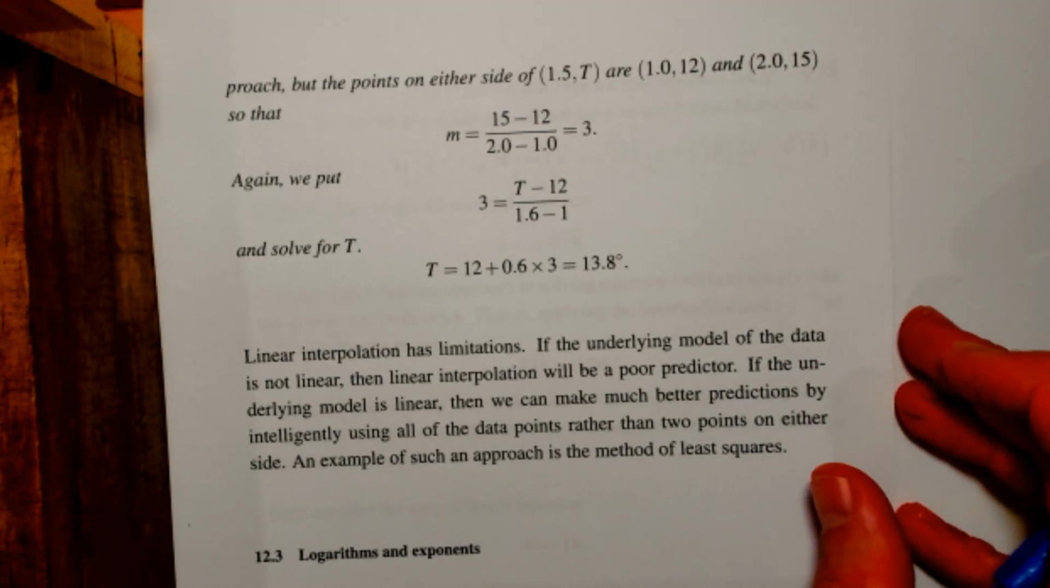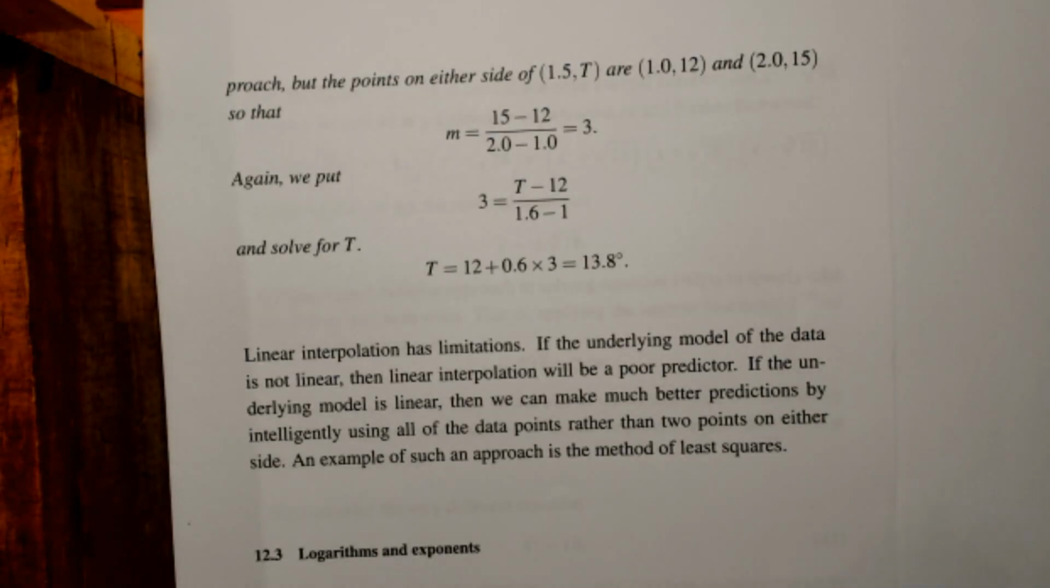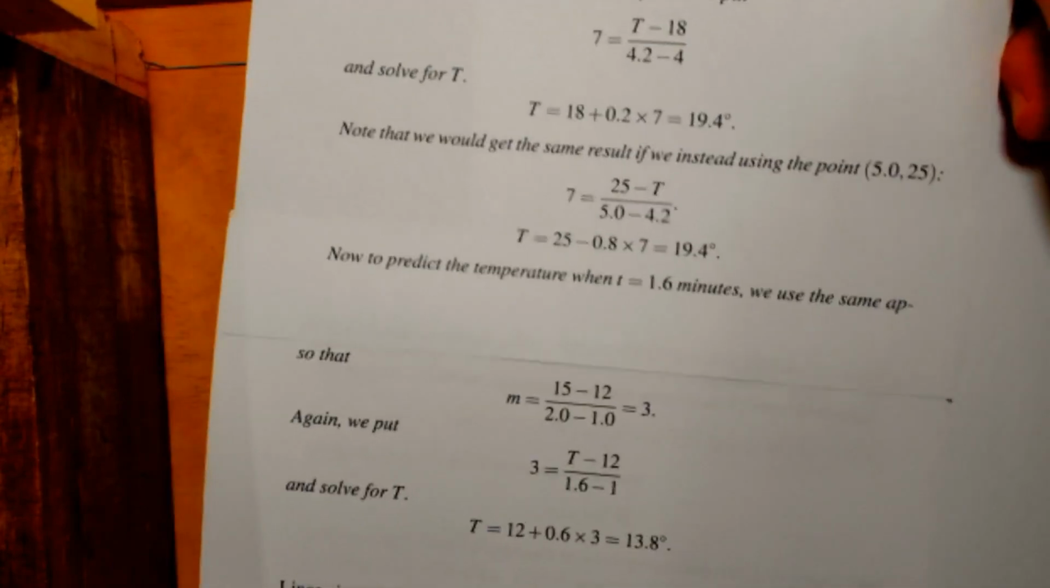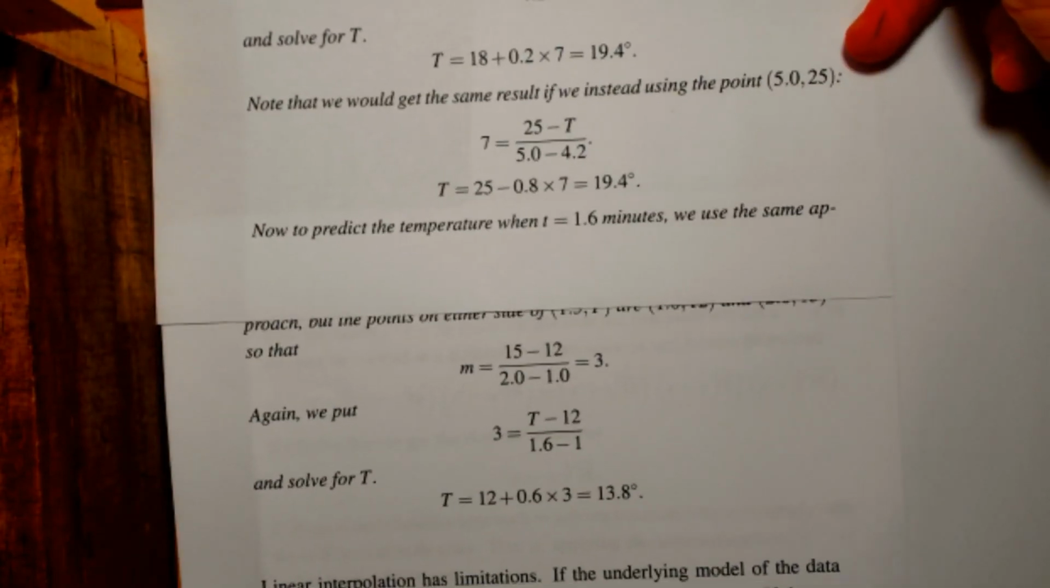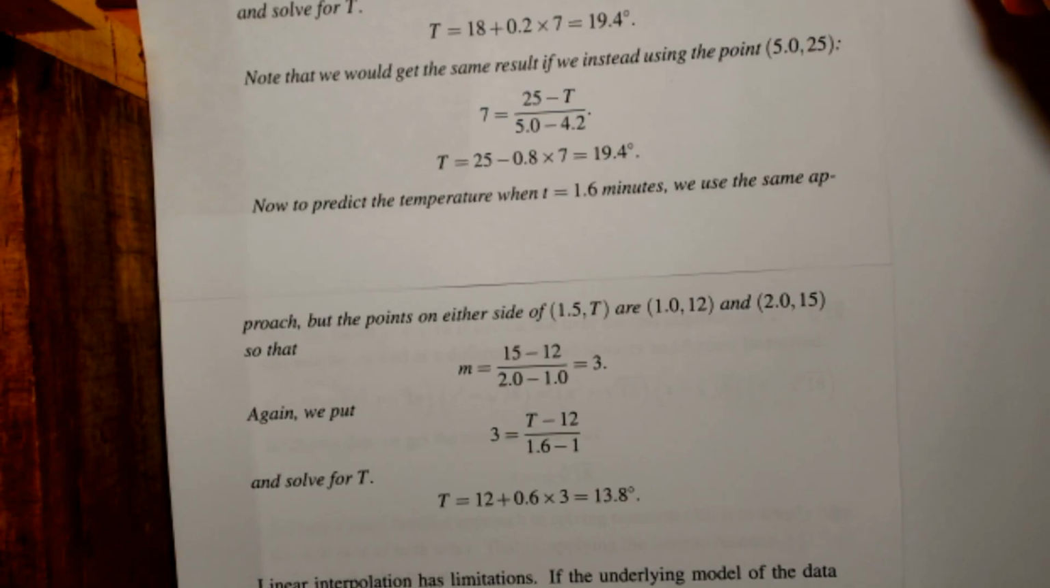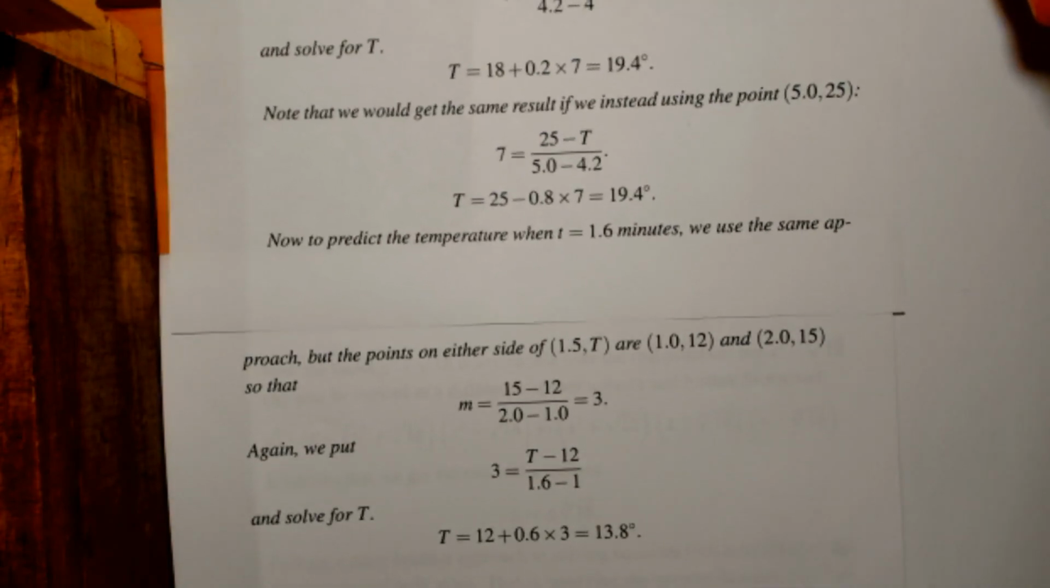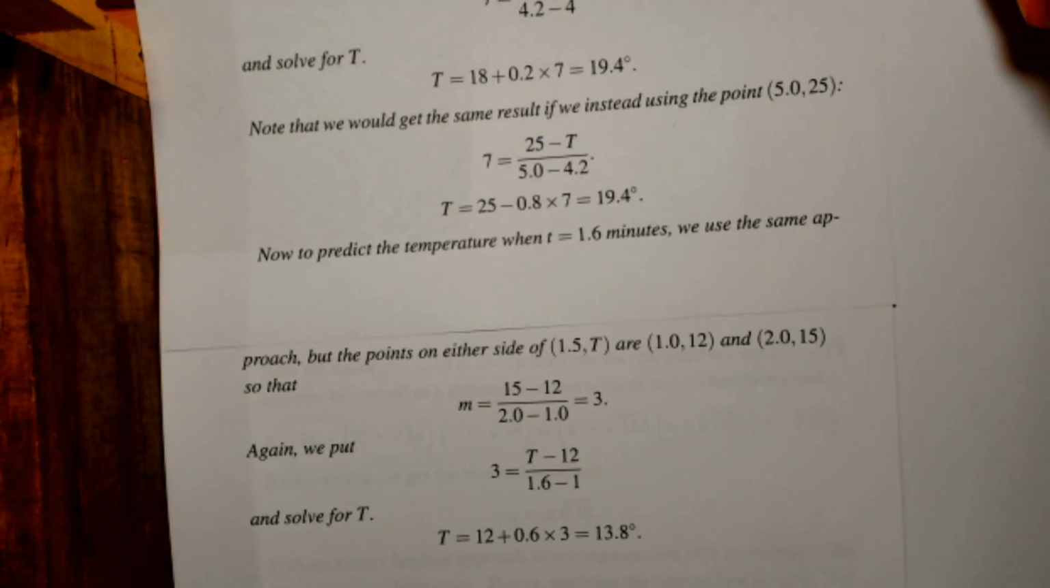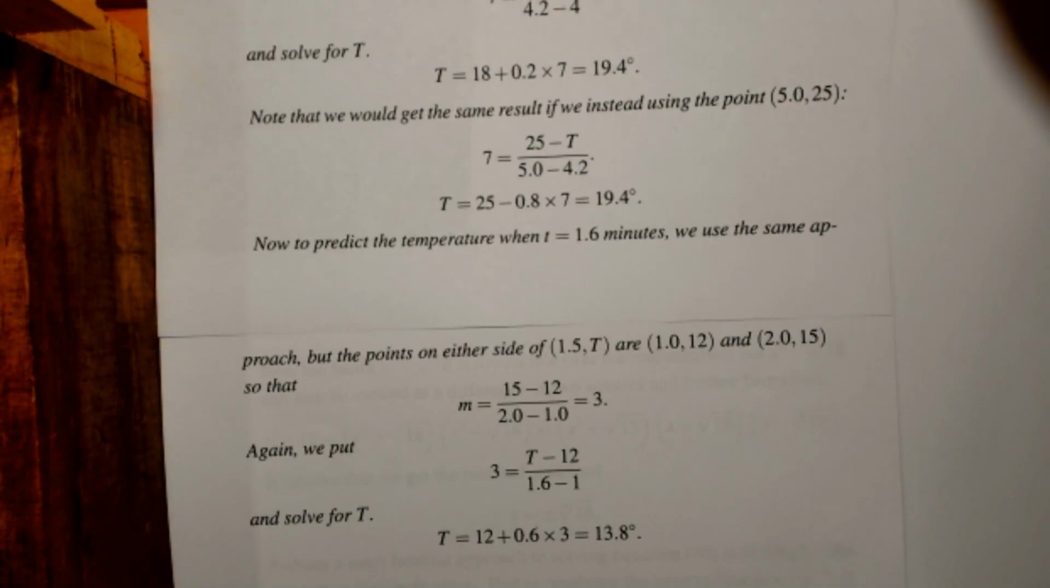Okay, but here we get t is equal to 13.8 degrees. Where is that for the second one? Ah, yeah, sorry, this is the second one. Okay, let's have a look at the second point. So what's this say? Note that if we instead used 5, 25, we get the same result.